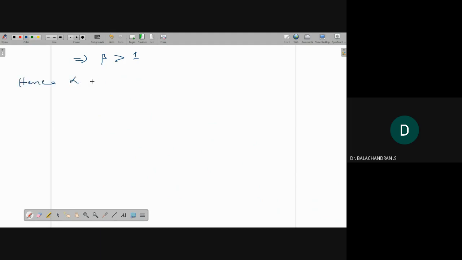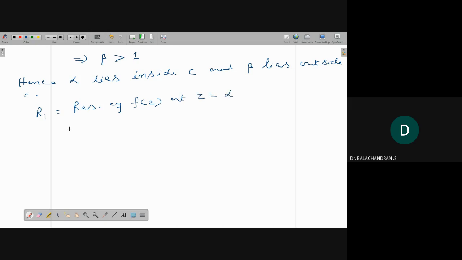So hence alpha lies inside C, and beta lies outside C. So now we need to find the residue R1. R1 is the residue of f of z at z equal to alpha. That is the limit z approaches alpha, z minus alpha into f of z.